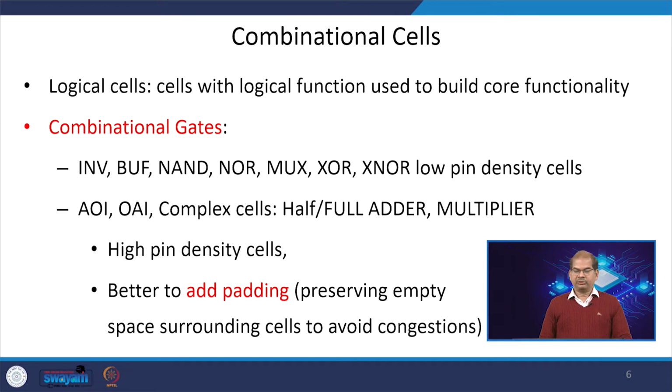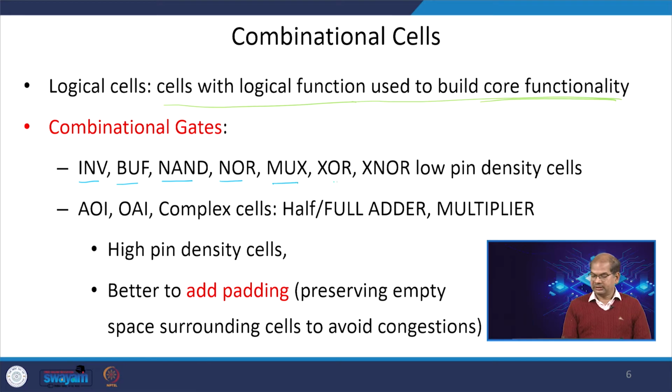Then we will discuss the combinational cells. They are very popular for designing the core functionality of our design. These combinational cells, with different logic functions, are used to build the core functionality of the chip. There are different types of combinational gates, for example inverter, buffer, NAND, NOR, multiplexer, XOR, XNOR.